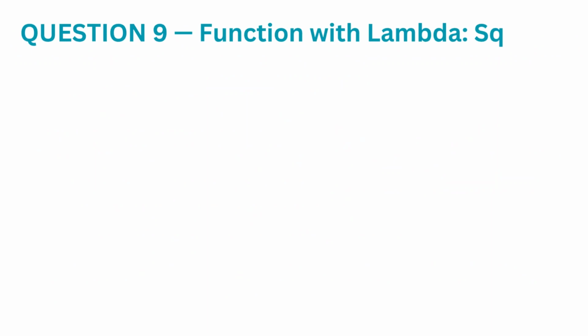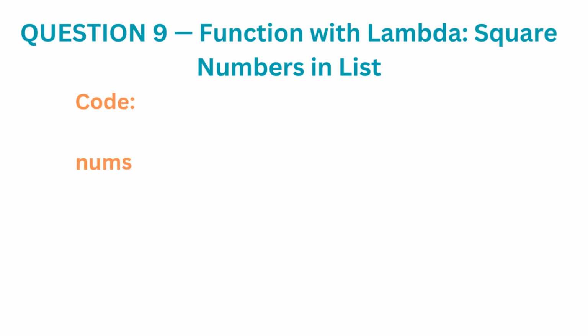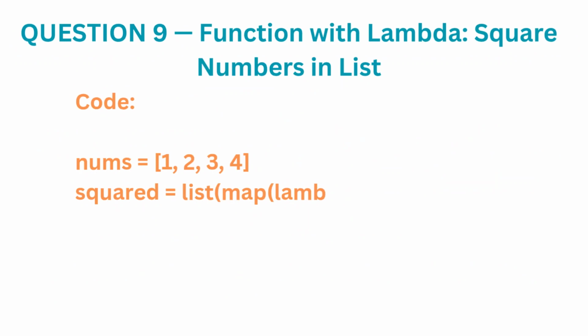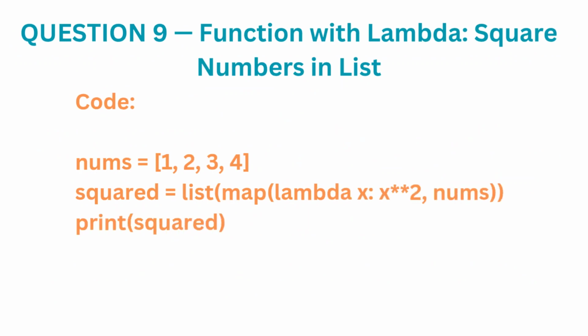And the next question is function with lambda, square numbers in a list. So we combine map and lambda to apply an operation to every element. So here is the numbers and squares that will be list of map lambda x, x times x, numbers. Print that, which should print the squares.